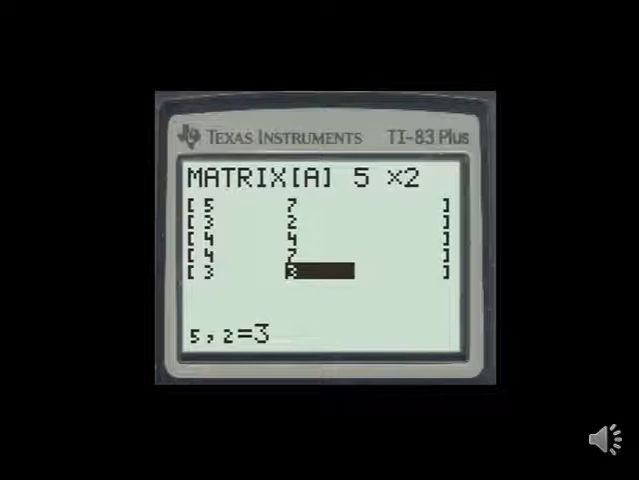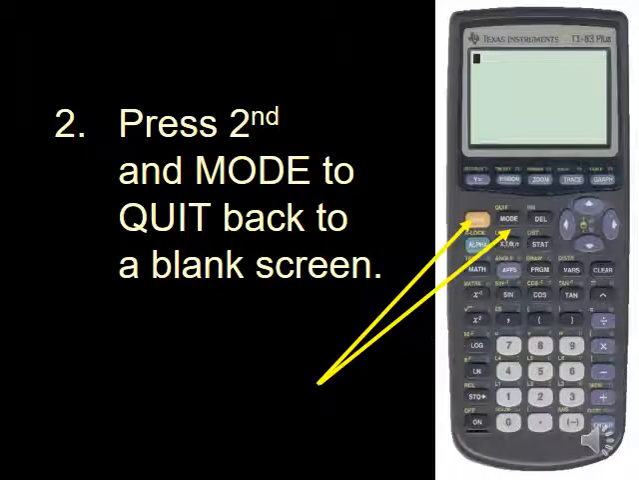If you look at what's on the screen now, you can see it's exactly those numbers that were in the table I gave you, 5, 7, 3, 2, 4, 4, 4, 7, 3, 3. All of those numbers are in there. Sometimes it's not a bad idea to make a quick check and make sure you typed everything right. This is though, so yeah, I'm good to go. If you do have everything typed right, then probably the best thing to do is to hit second and mode to quit out of there and just go back to your main screen. You don't actually have to do that, but it keeps you from doing anything wrong, and that's not a bad thing to do.